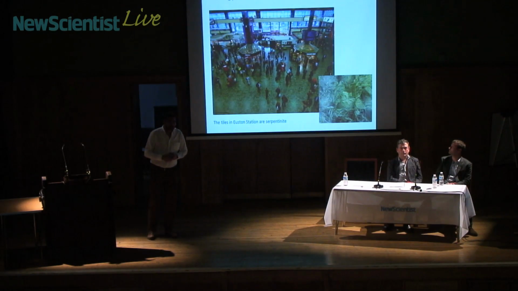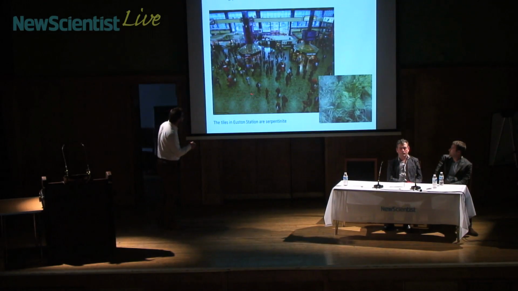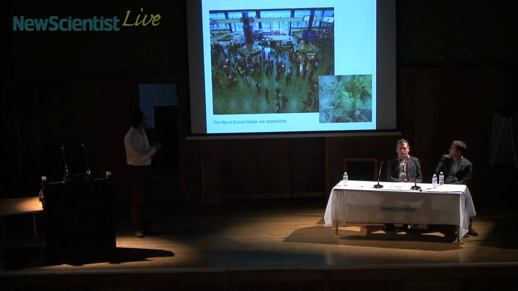If by any chance you happen to be passing home through Euston Station this evening, have a look at the floor tiles, because these are serpentinite floor tiles. So it's generally quite a common building stone. You'll find it in a lot of banks as well, but this is the biggest expanse of serpentinite that I've ever come across.